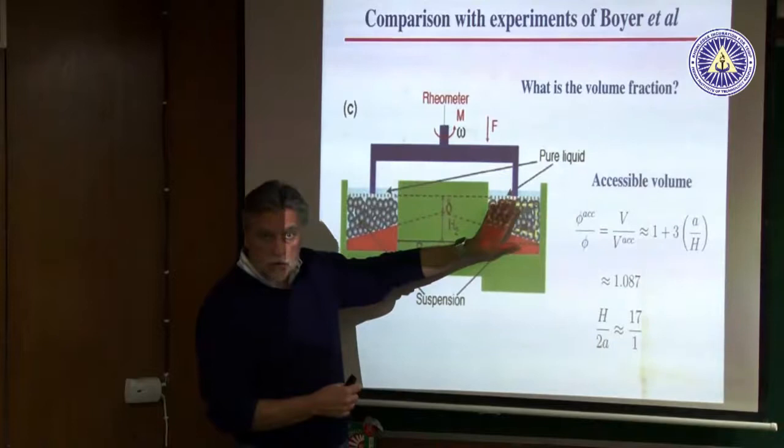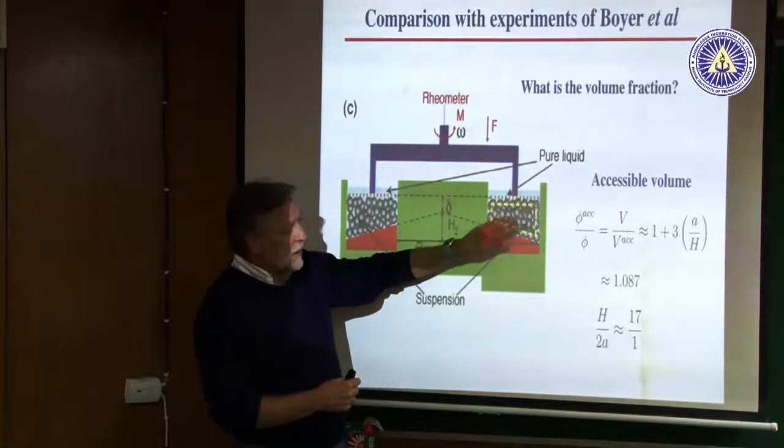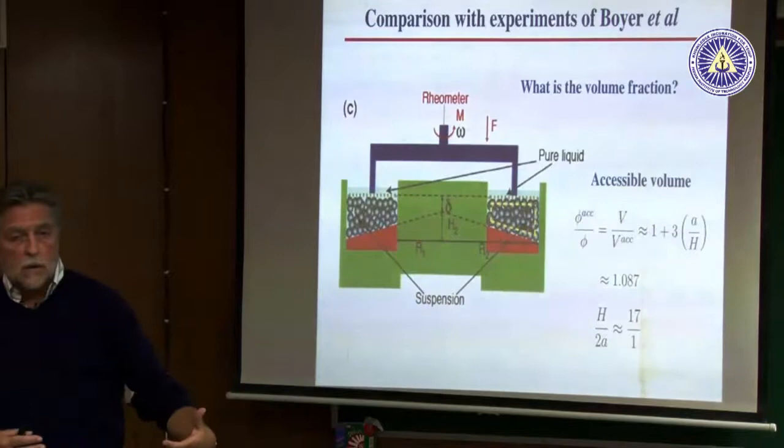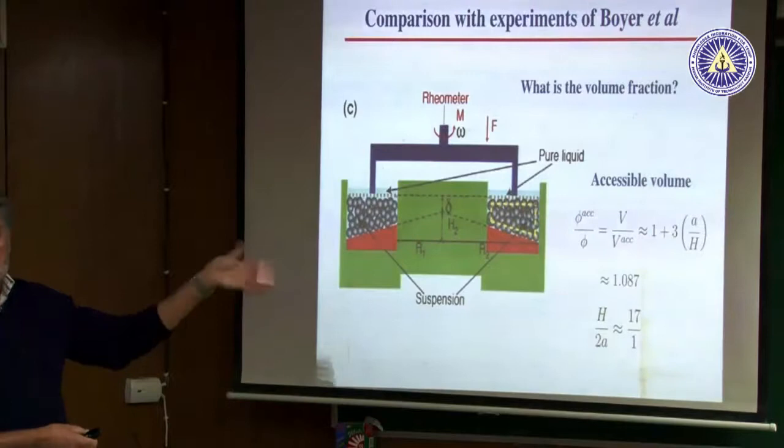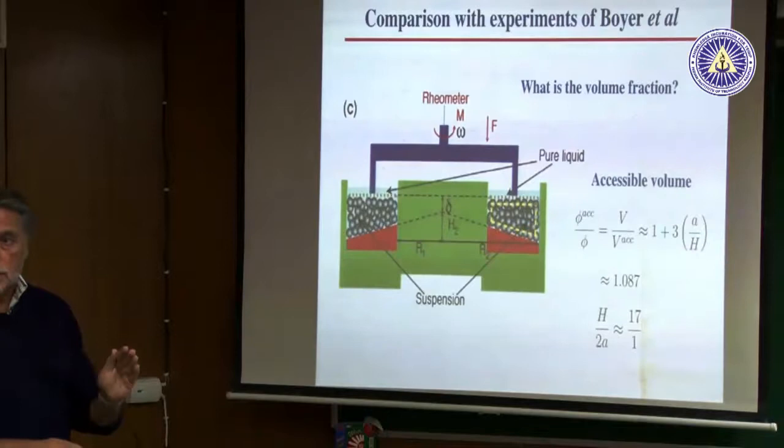And they actually just used the volume itself. So if you just correct for the accessible volume fraction, based upon the geometry they gave you and the size of the particles, that corrects the volume fraction. I asked Olivier Pouliquen, who did the experiments, and they didn't do this. So if you just do the accessible volume fraction instead, that shifts the data over there.